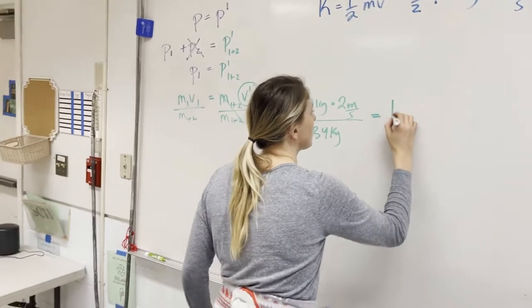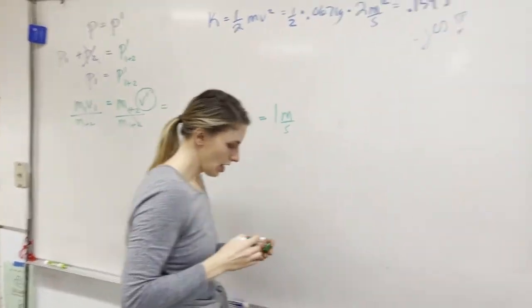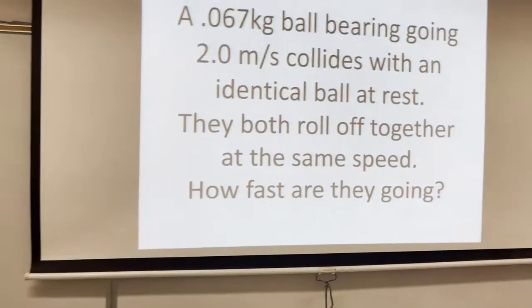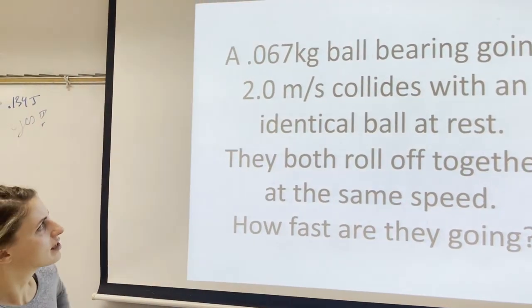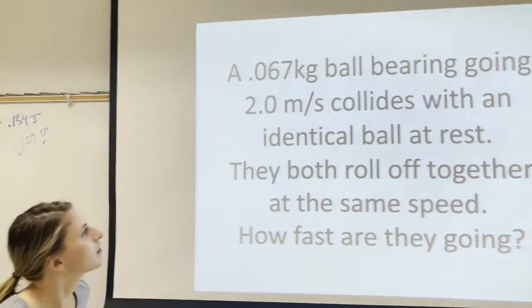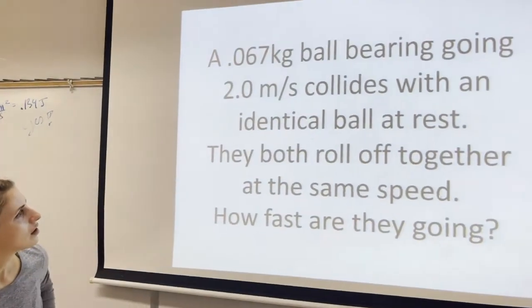So how fast are they going? 1 meter per second. And that kind of makes sense, doesn't it? They both have the same mass, so they have to split that up evenly. You got twice as much mass, you'll have half as much velocity.